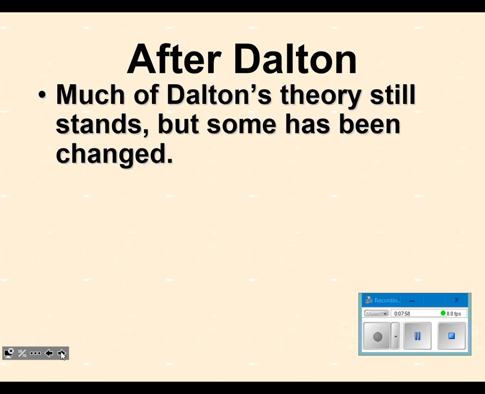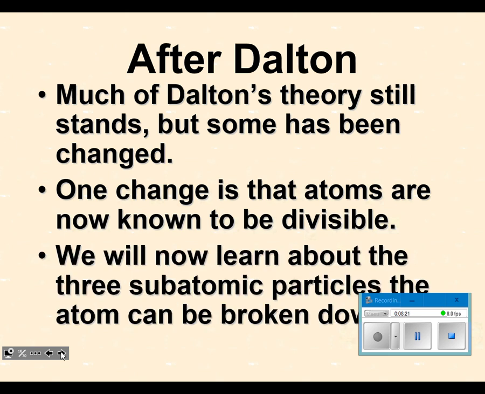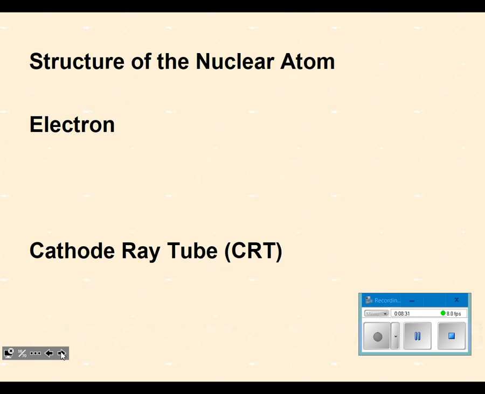Now, after Dalton, like I said, much of his theory still stands, but some of it has changed. The one change that you will be aware of is that atoms are known to be divisible now. That is the one thing about his original theory that you should know, is that he said that the atoms were indivisible. But we do know that they can be broken into smaller parts now. We will learn about those smaller parts and 3 subatomic particles that it can be broken down into, and that's still a part of the atom in your notes.